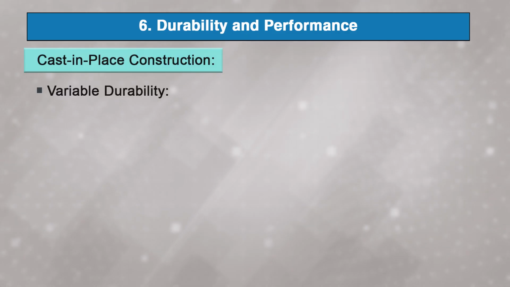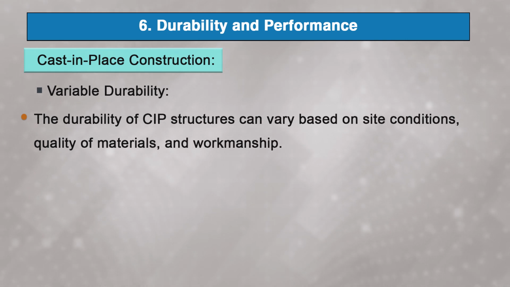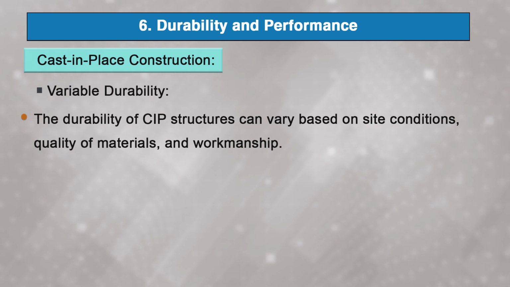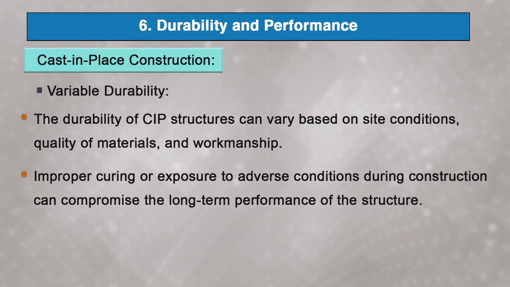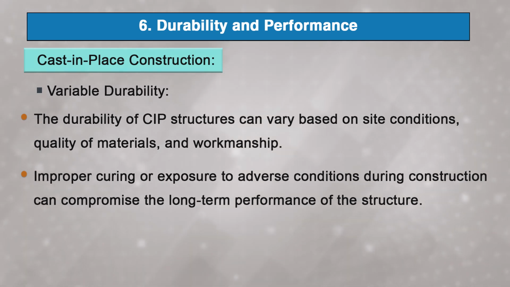Whereas in cast in place construction there is variable durability. The durability of cast in place structures can vary based on site conditions, quality of material and workmanship. Improper curing or exposure to adverse conditions during construction can compromise the long term performance of the structure. In cast in place construction, for example, a sidewalk may develop cracks over time if it was not properly cured or if the mix was not optimized for the local climate.